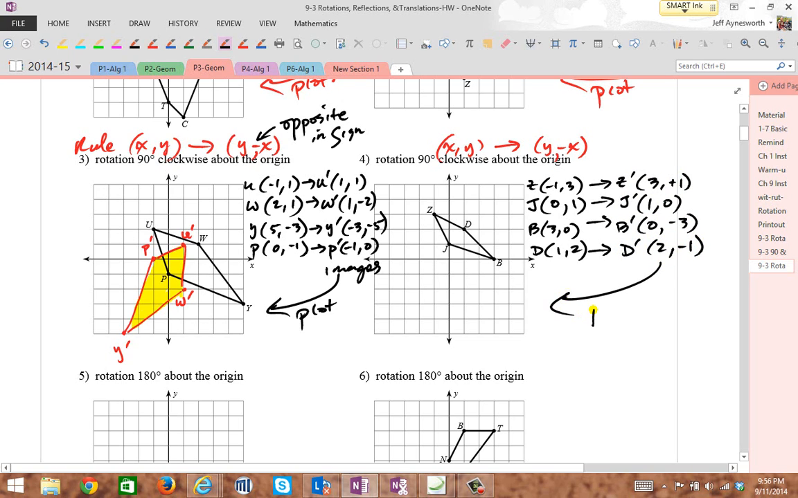All right, and then you plot these bad boys. So let's go ahead and do that. So 3, 1 in red. Let's do it in red now. So 3, 1 is right here, and that's Z prime.